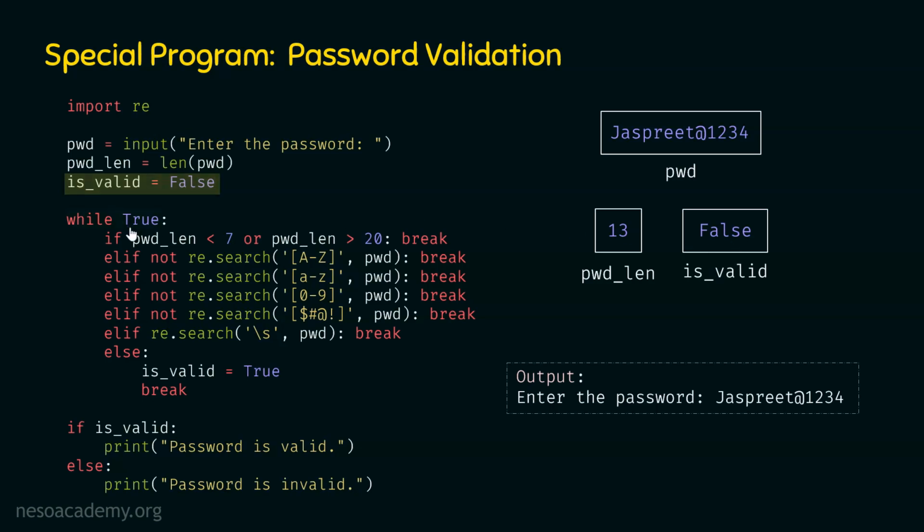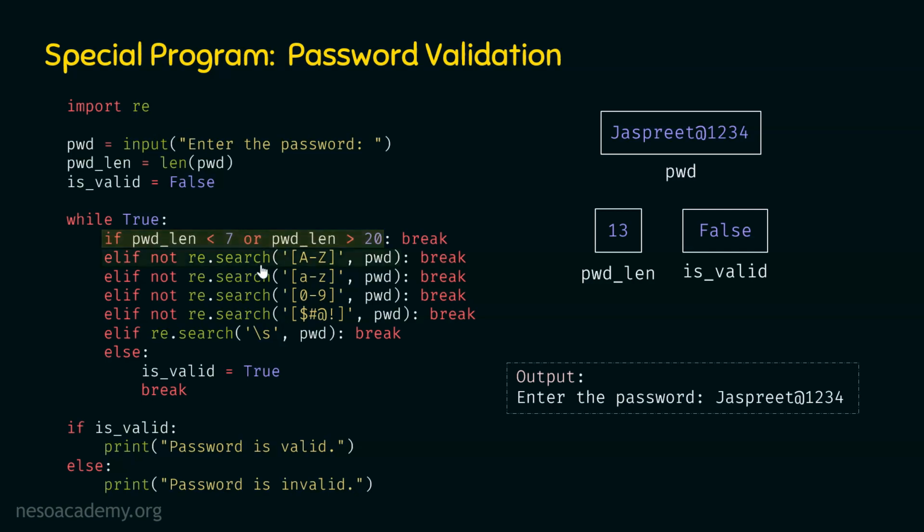Now let's execute this statement: while True. We know that this is always true, so we need to go inside this while loop and check this condition. Is it the case that the length of the password is less than 7 or the length of the password is greater than 20? Is it true? No, it is not true. None of these conditions are satisfied. Here we know that pwd_len is 13. Therefore, this statement will not be executed.